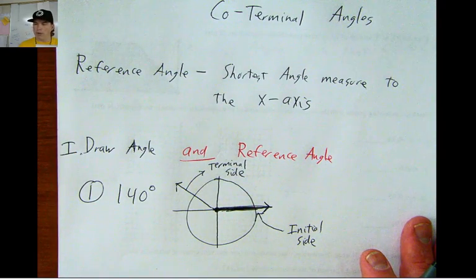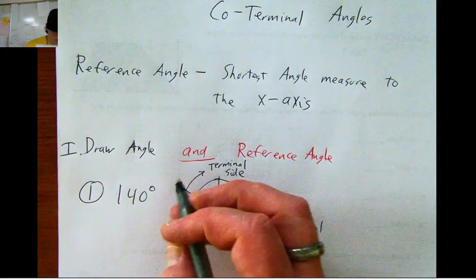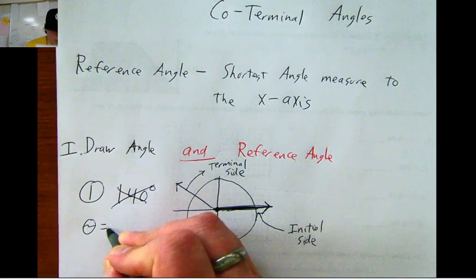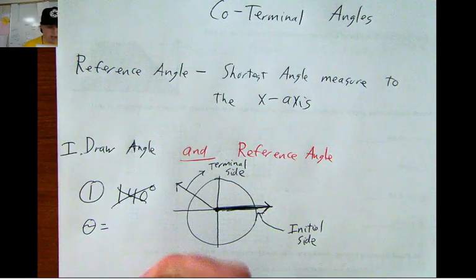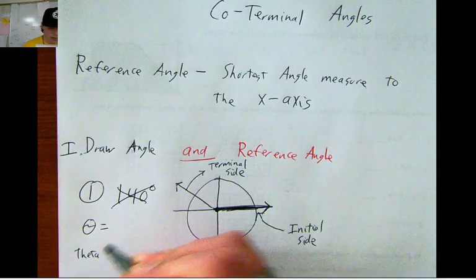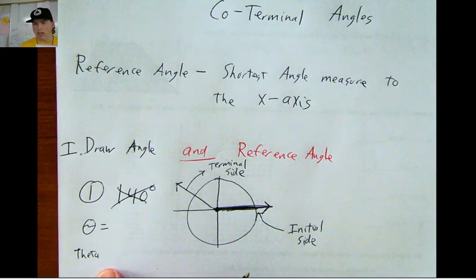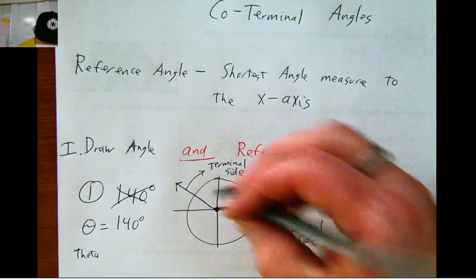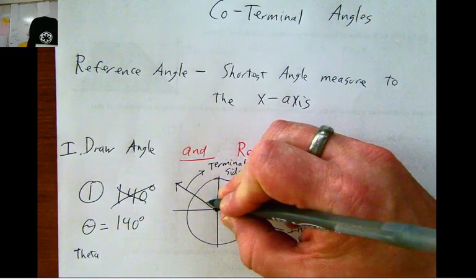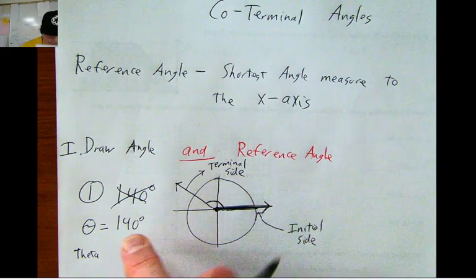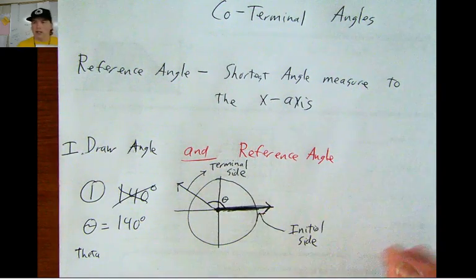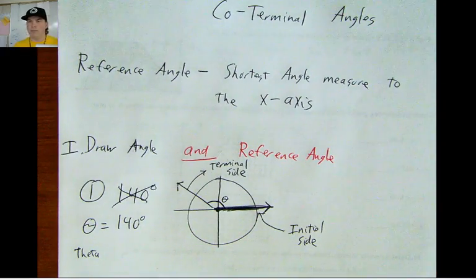And I forgot that at the start of the problem, instead of just saying 140 degrees, it's going to be this Greek symbol, theta, T-H-E-T-A, theta equals 140 degrees. So I connect the initial side with the terminal side, and I don't need to write the 140 degrees, I just need to write the theta, because the theta is what 140 degrees is equal to. And that is how you just go about drawing the angle.